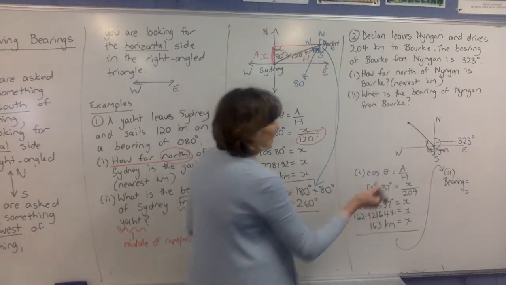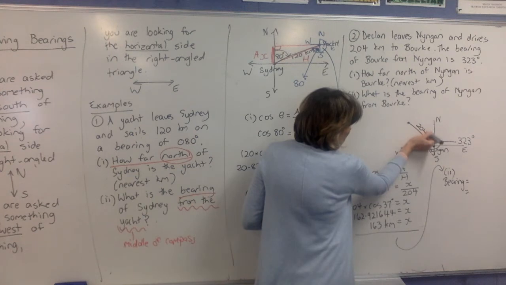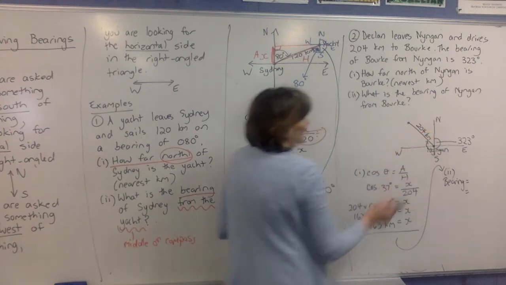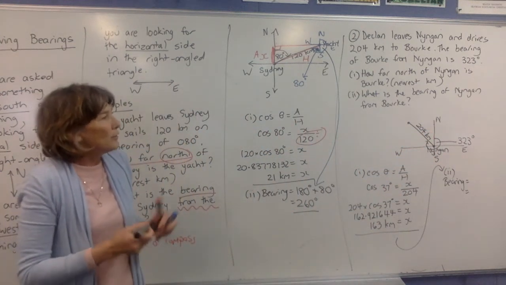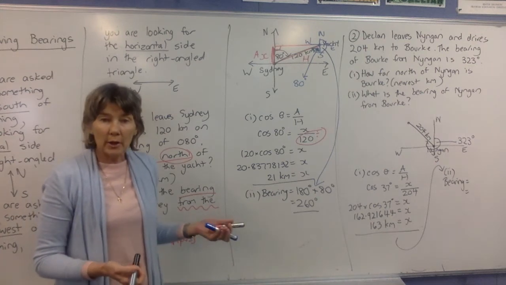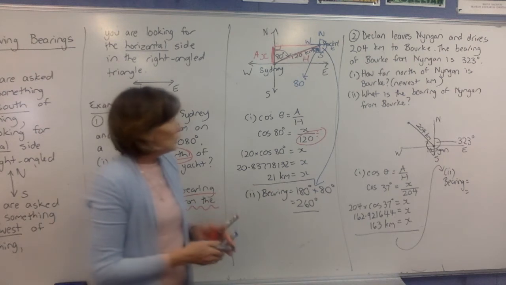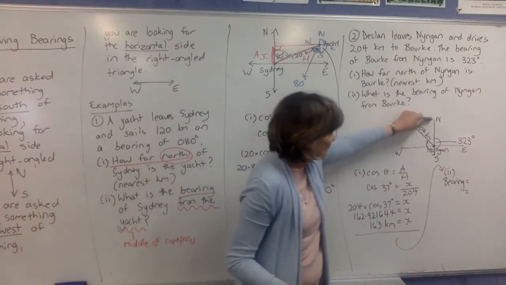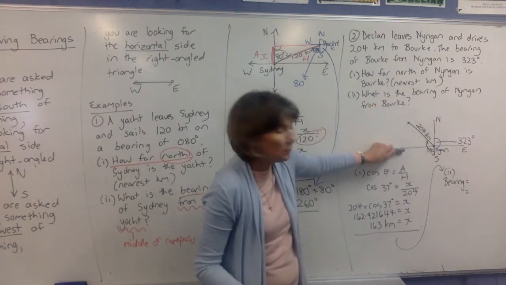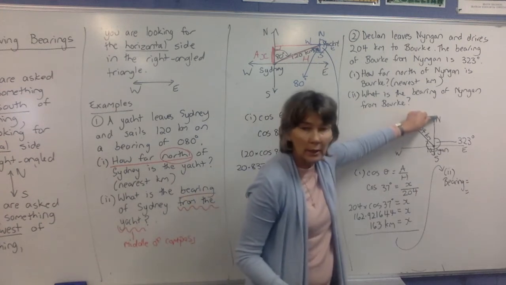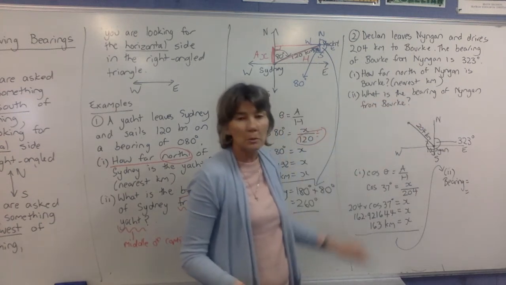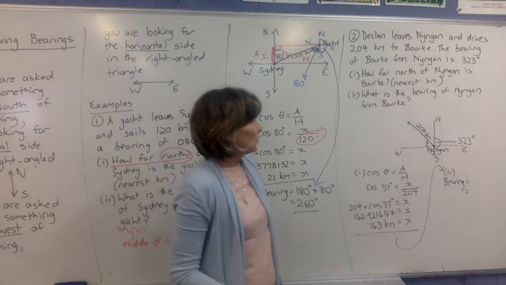He's driving for 204 kilometres. You can put your distance on now. And that's all we've got for information. So that is going to be the hypotenuse of your right angled triangle. You need to either draw across or down, so either horizontally across or vertically down to meet up with your compass rose.